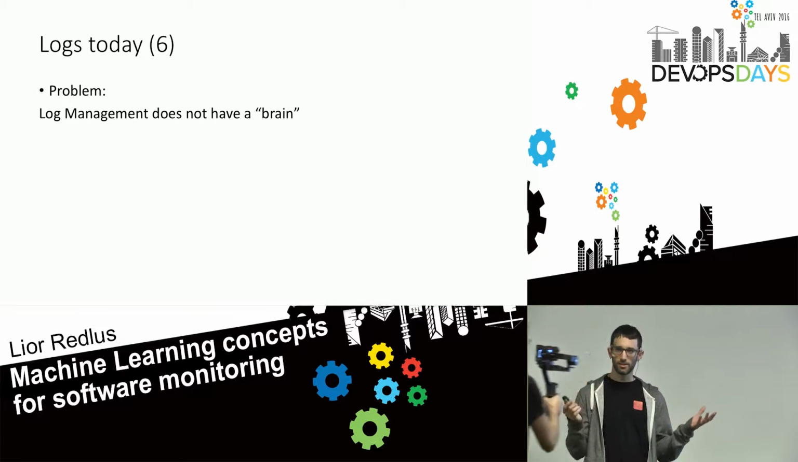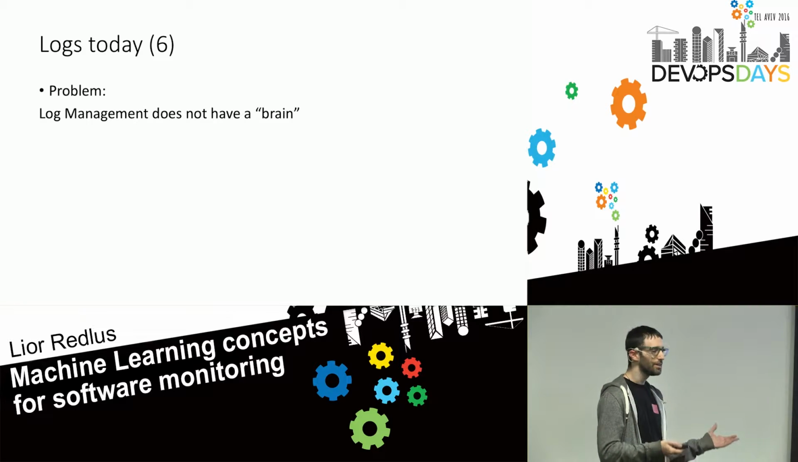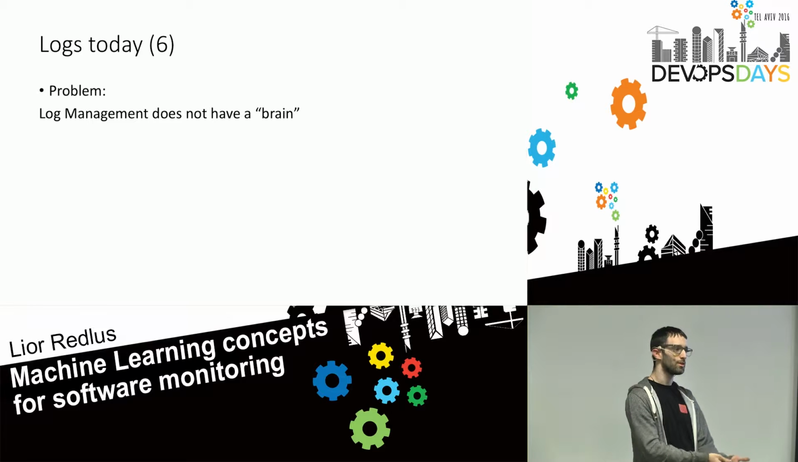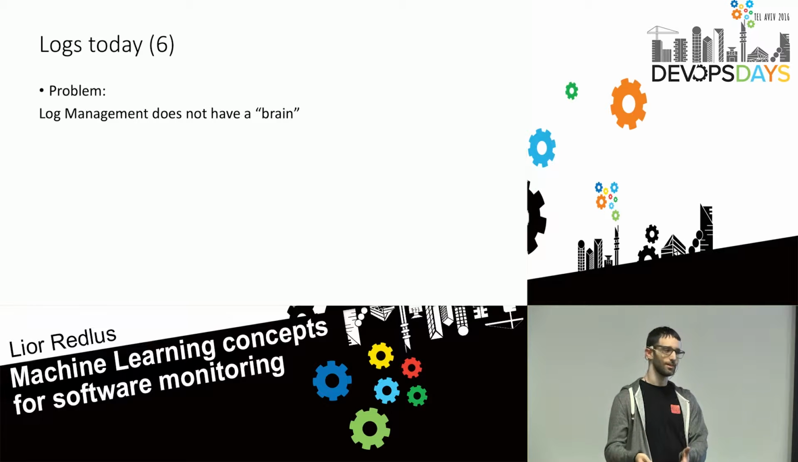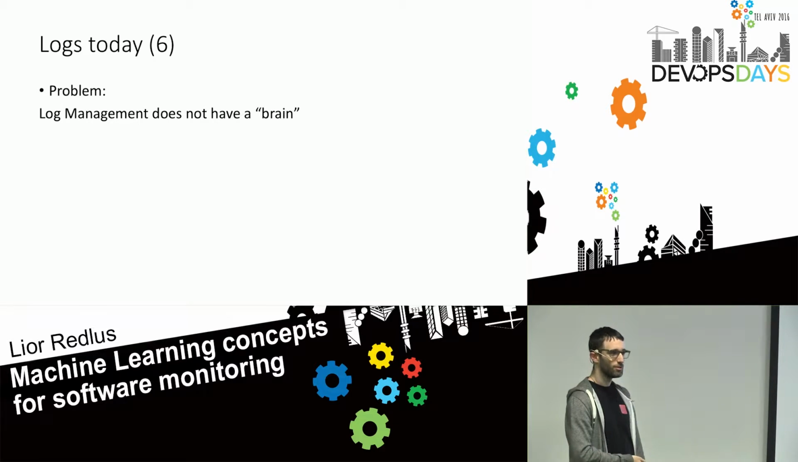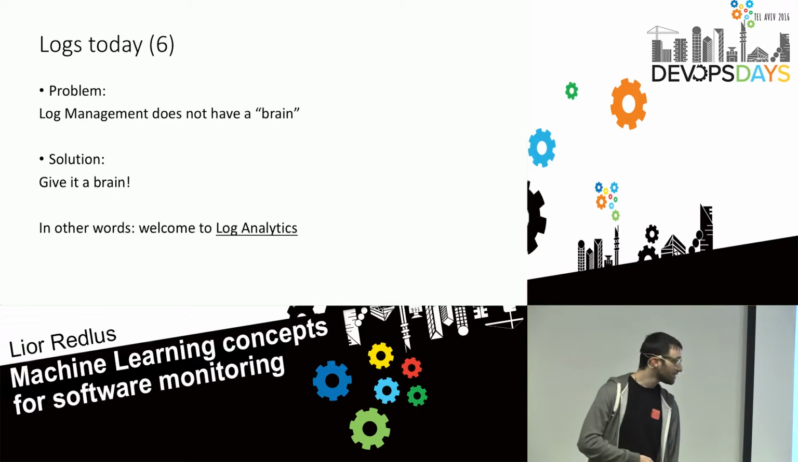We can condense all this into the problem that log management does not have a brain. We need log management to think for us and to have all these correlations automatically recognized in order to tell us where the problem is, so we can focus on fixing it instead of taking 70% of the time just to find where the problem is. So let's give it a brain. This is the log analytics.